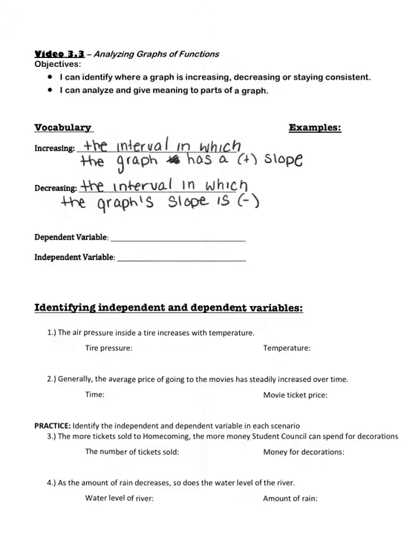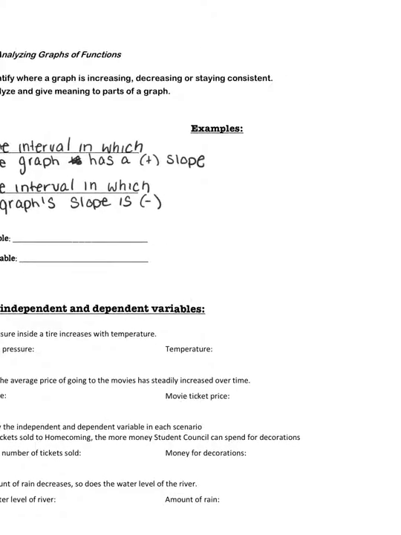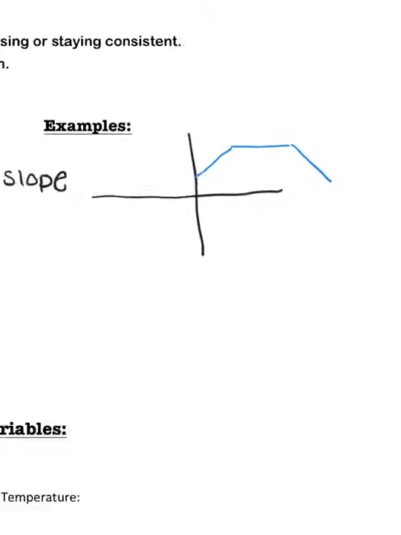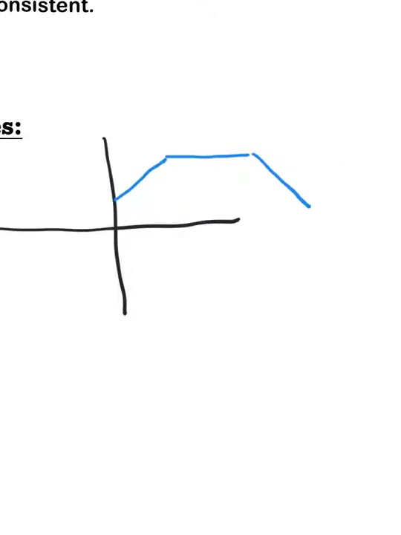Okay, and so an example of what that might look like. So if I've got a graph and let's say it looks something like this. It's going up and then flat and then down. Okay, so I'm going to zoom up on that. So this would be my increasing right here, right? It's positive. So I'd say that's increasing here. Then it is staying constant right here. And then here my slope is negative and therefore is decreasing.